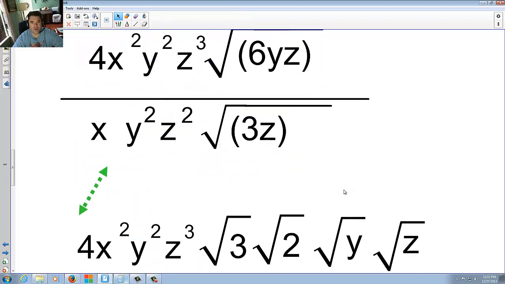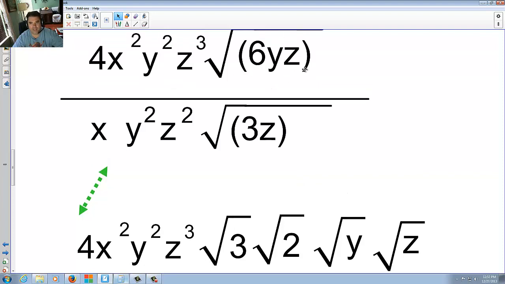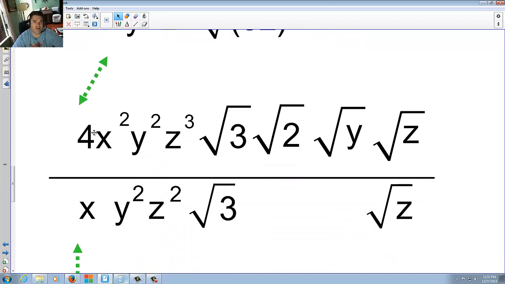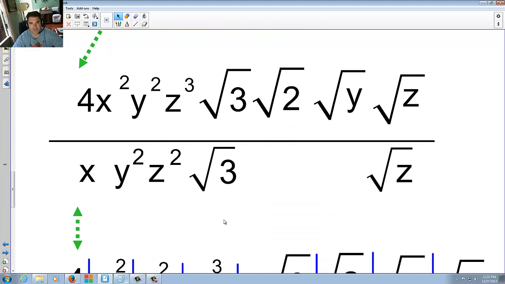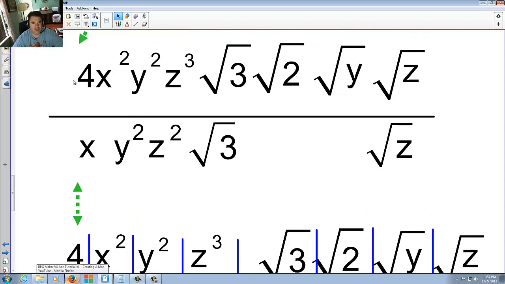Now at this point we can also say, well, we're going to go ahead and chop up 6yz into a root of 3, root of 2, root of y, root of z. Because I just split up 6 into a 3 and 2. And root of 3z is root of 3 and root of z. Notice how I lined up the x's, the y's, the z's, and all the roots. Because if we make lanes for everything, the 4 stays on top because nothing's challenging the 4.